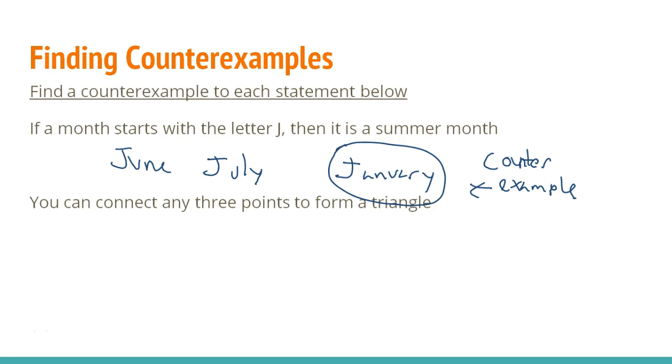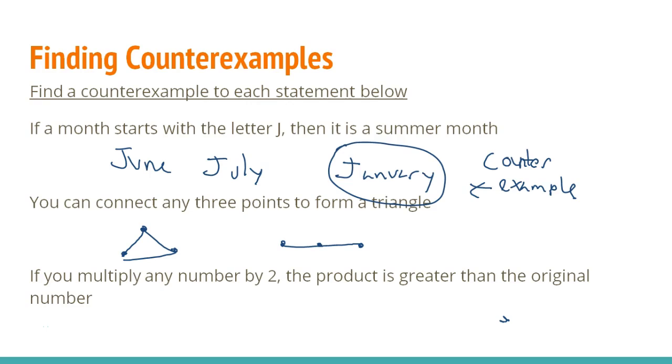Next one, it says you can connect any 3 points to form a triangle. Well, I could make point 1, point 2, and point 3, and I could connect those and make my triangle. But what if I put point 1, point 2, and point 3 together, and those are collinear? Those are 3 points, and I can't connect those to make a triangle. There's no way I could do it.